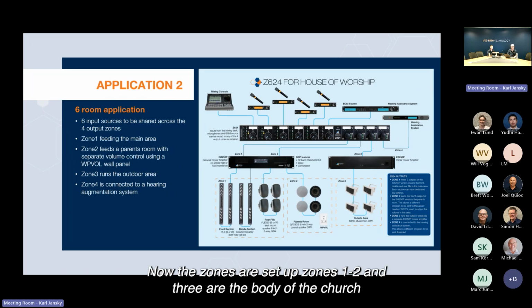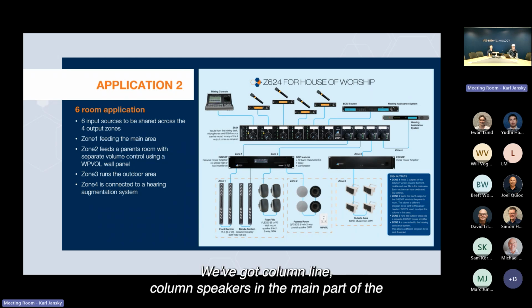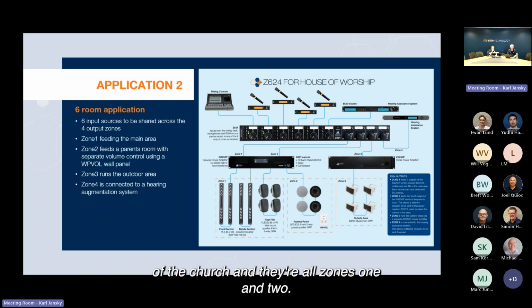Now the zones are set up. Zones 1, 2, and 3 are the body of the church themselves. We've got column speakers in the main part of the church, rear fills for the rear of the church. They're all zones 1 and 2. Zone 3 is for the parents' room or the crying room that can have its own volume level in there. And zone 3 is external horns for outside areas of the church.